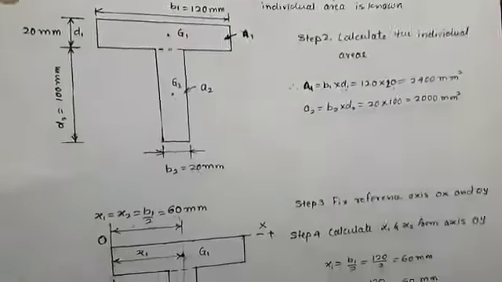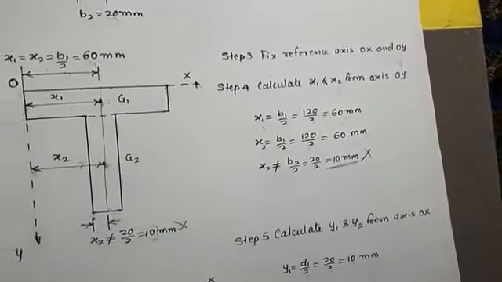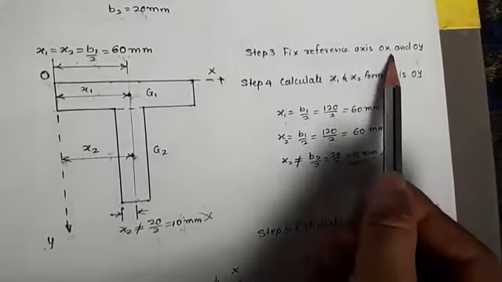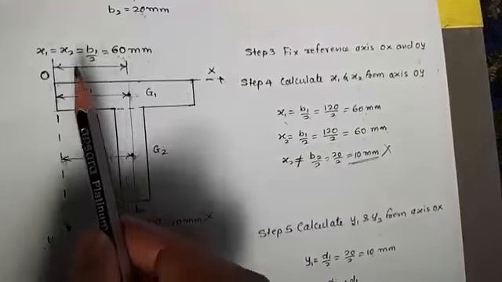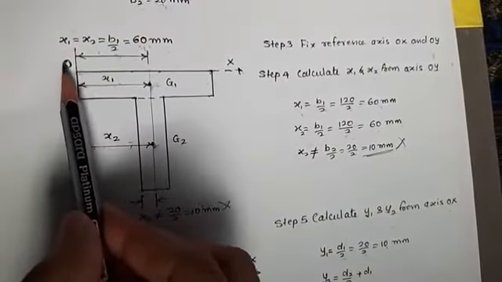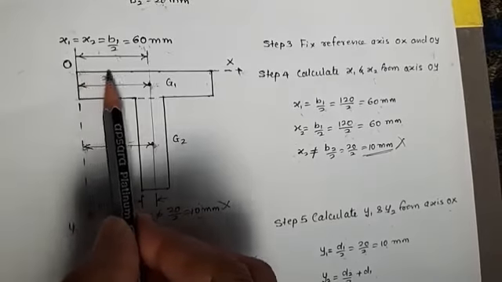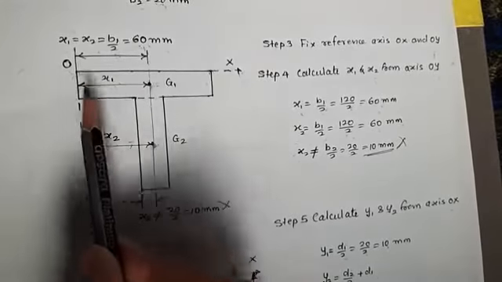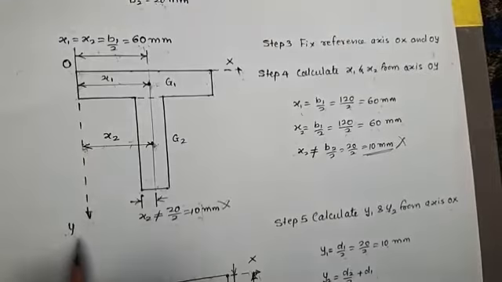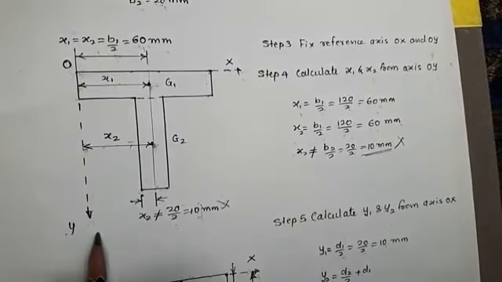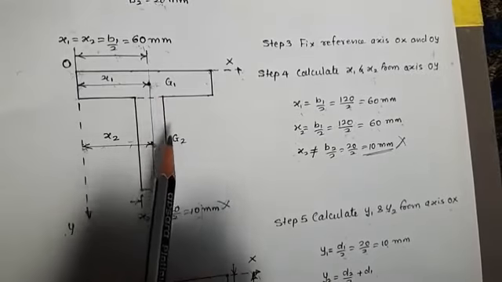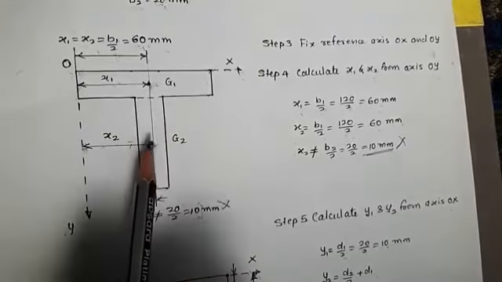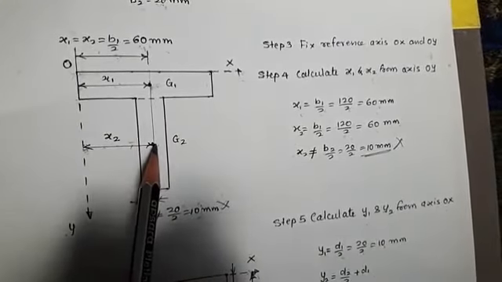The third step here is we fix the reference axes OX and OY. So in this figure I have taken this point as O, this horizontal line is OX, the first reference axis, and this vertical line OY is the second reference axis. And this is G1, the centroid for the top rectangle, and for this vertical rectangle the centroid is at G2.